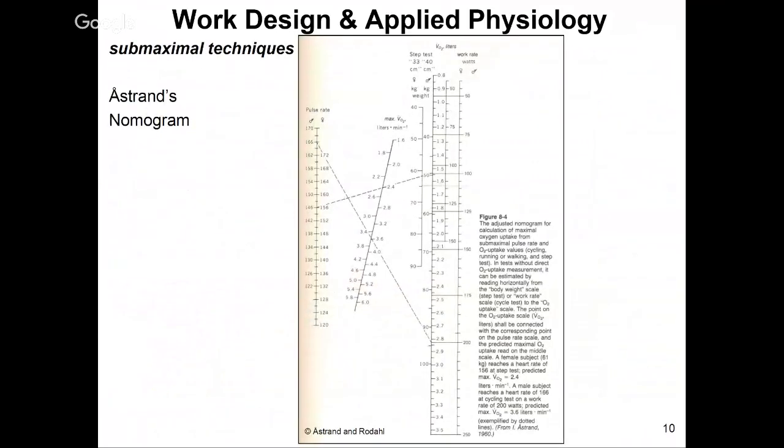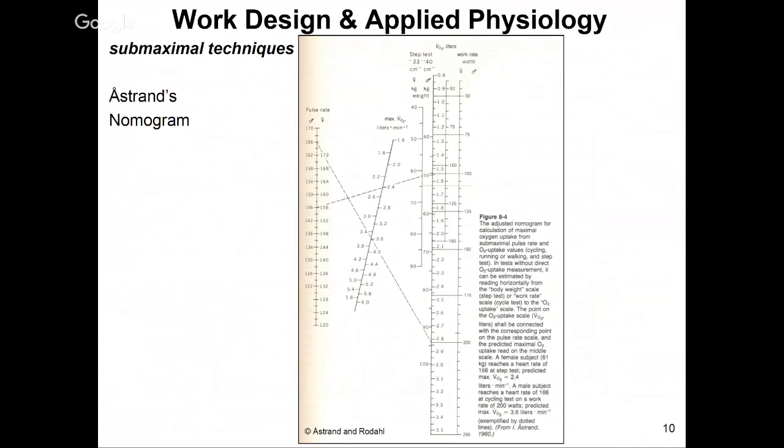Astrand's nomogram is a way of determining different measures of physiology based on other measures of physiology. So it's a visual or graphical representation of the relationship among physiology and basic demographics or characteristics of a person. You can see we have lines for the length of their step, for the person's weight, for their gender.